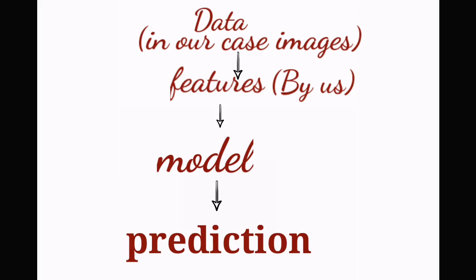What happens in machine learning is that we give our data, in our case images, then we give our own features to the model, and then we get a model. Now what is this model? A model is a piece of software made by using machine learning libraries and algorithms, by giving your input data and using the features. Once we have the model, we give the input and the model predicts the output based on the features provided by us.